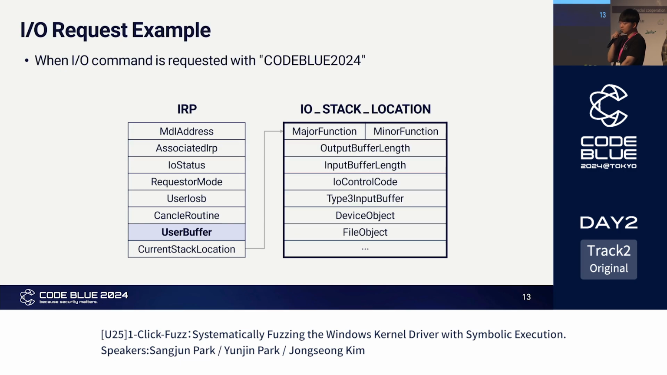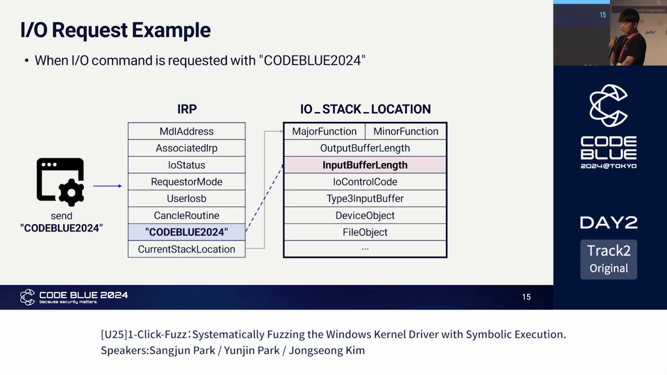To wrap up this part, I'll give you a simple example. When requesting an I/O command, if the user sends the data "codeblue 2024" along with the device I/O control, the user data will be stored inside the IRP structure. And the input buffer length field within the I/O stack location is set to 12, representing the length of the data. Then the driver receives this information and validates this length.